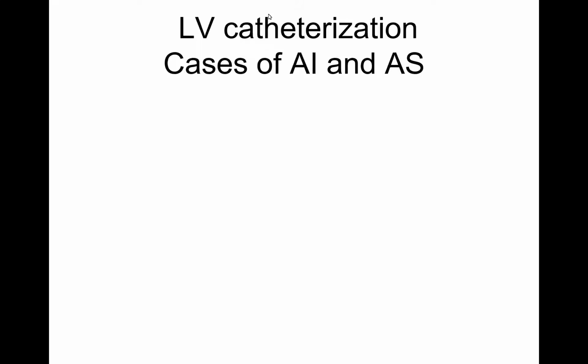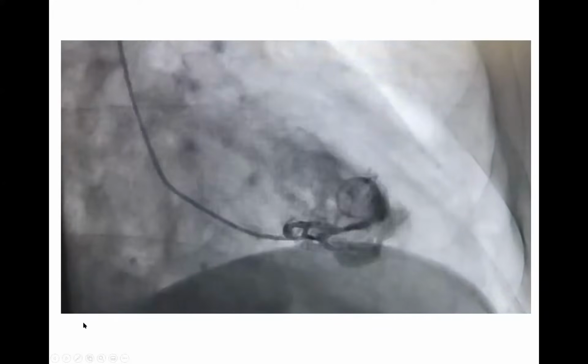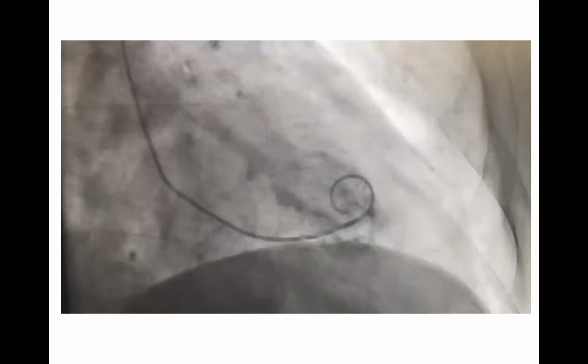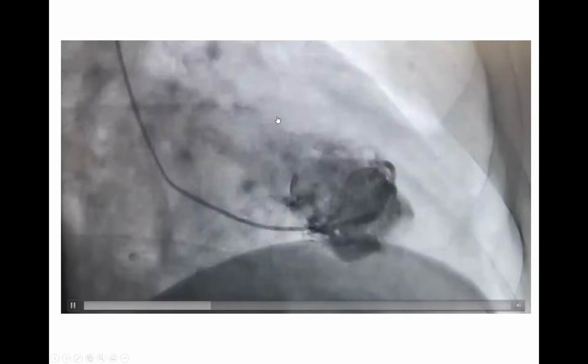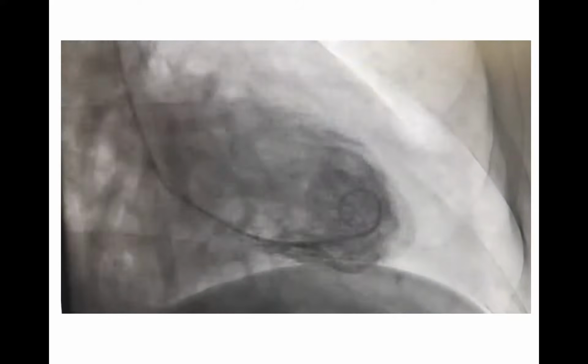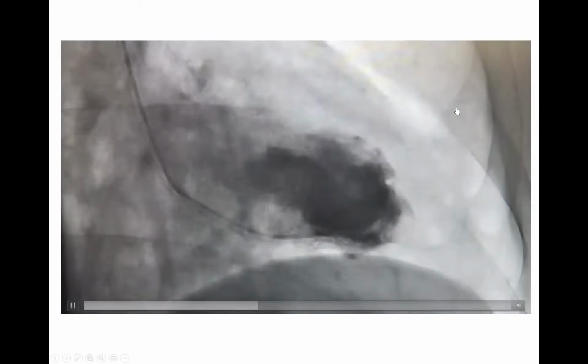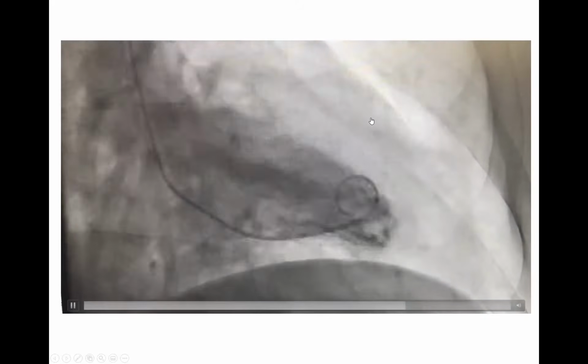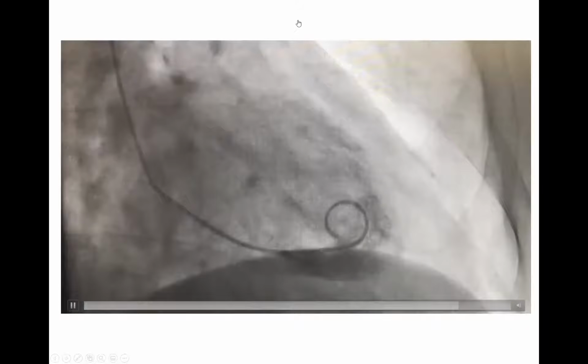So I'll start with this. I'm showing an LV gram. And what do you see on that LV gram? I must tell you that the echo on this patient showed normal EF, no segmental wall motion abnormality. Anything interesting on that LV gram, I mean?